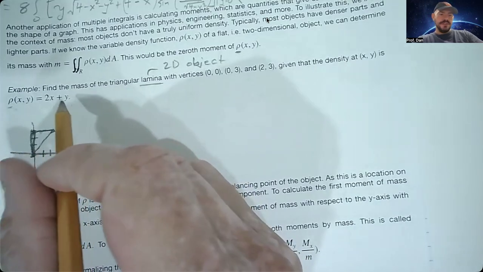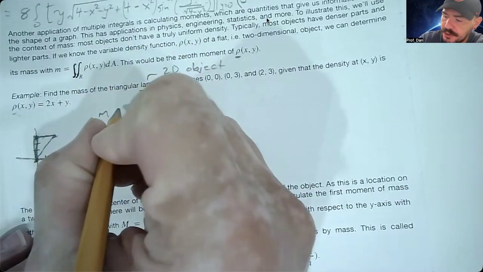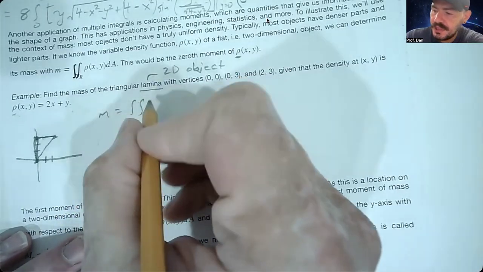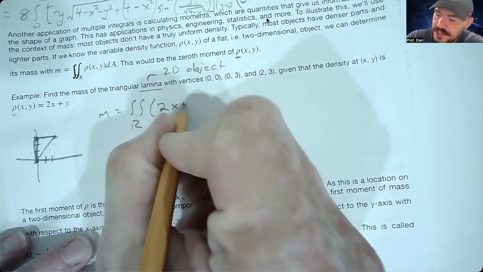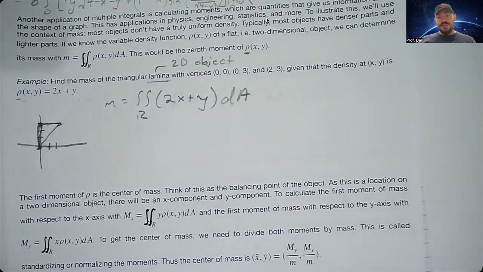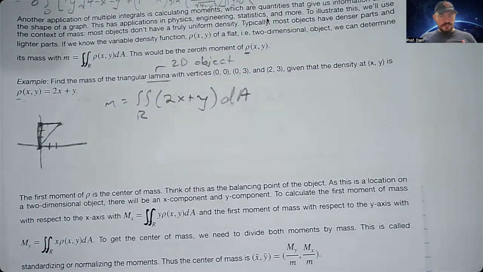All right. So we're given our density function. We want to know the mass. So we need to take basically the double integral over the region R of our density function 2x plus y dA. Remember, dA is a catch-all for dx dy or dy dx, depending on what order you put the bounds in. And there are two different ways that you can set this problem up, right?